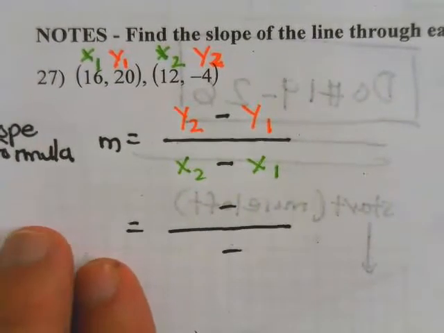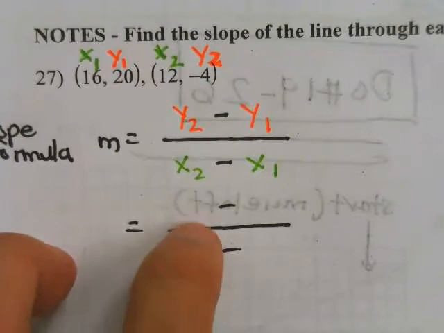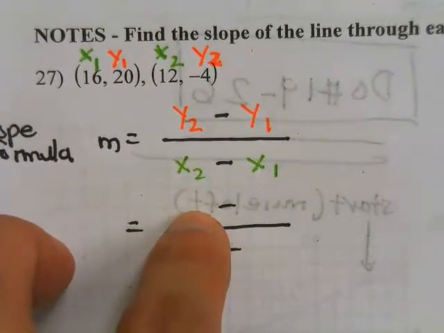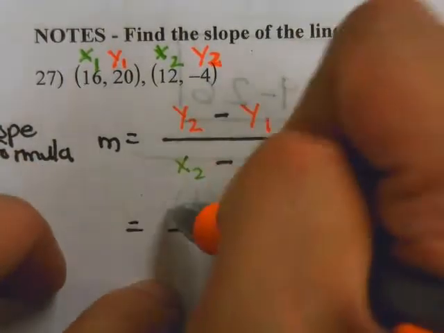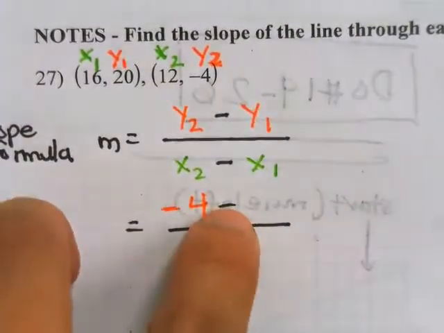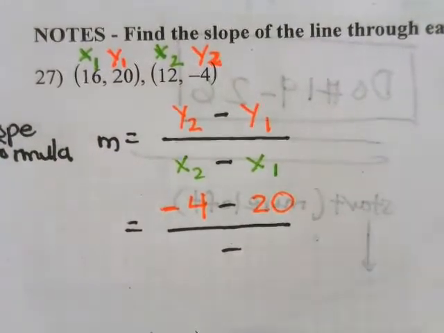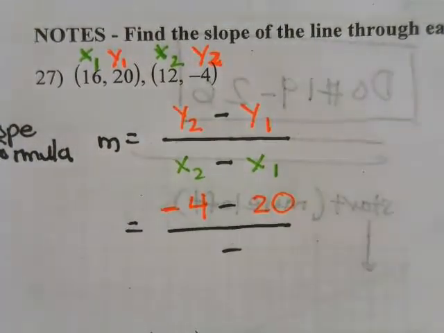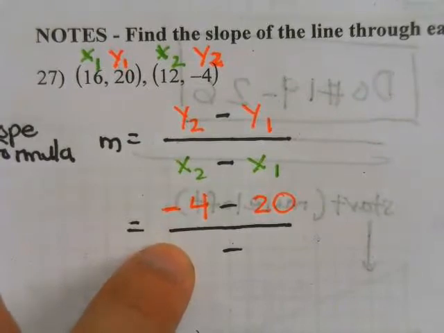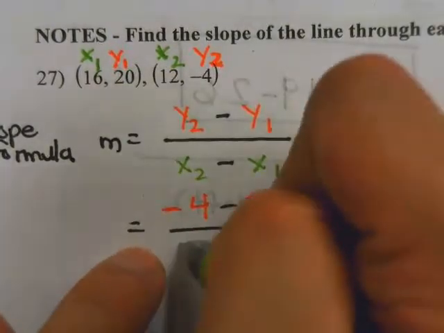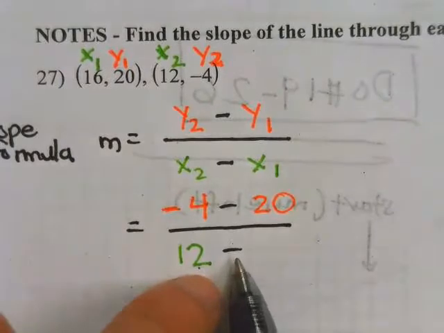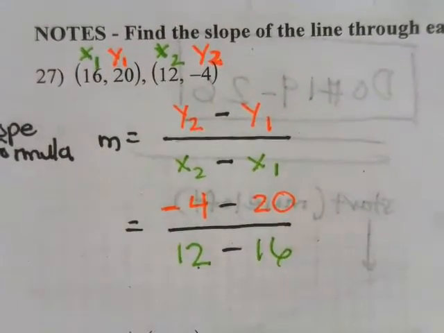We've already labeled our values. Since we labeled our values, you tell me as a class, what is your y2 value? -4. -4 minus, what is your y1 value? 20. Okay, -4 minus 20. What is your x2 value? 12. 12 minus 16. Okay, y2 minus y1, x2 minus x1.